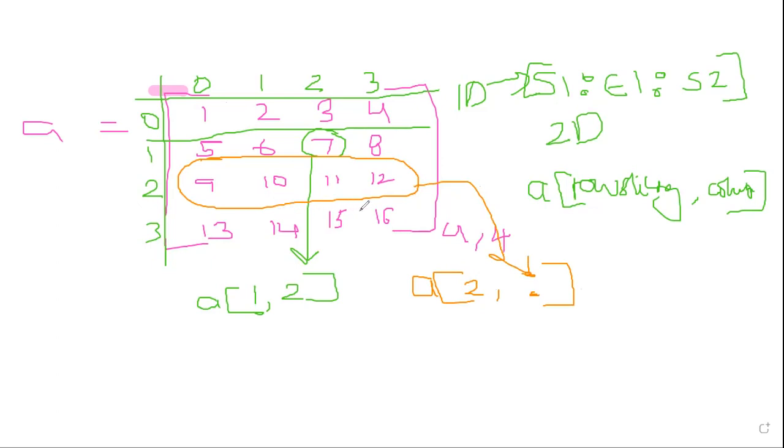Let's suppose now I have a different requirement. I will change the color again. Now what I want to do is access this specific column's elements.